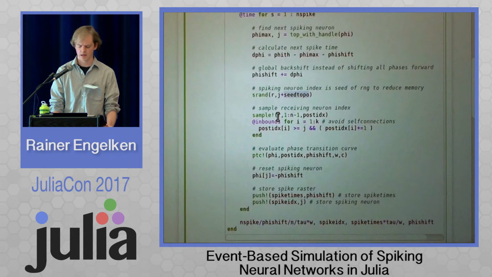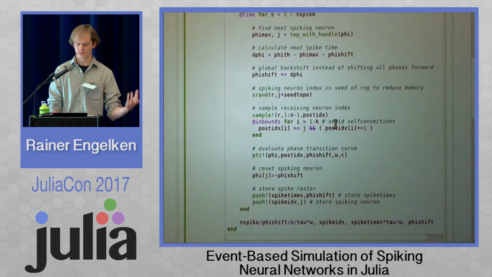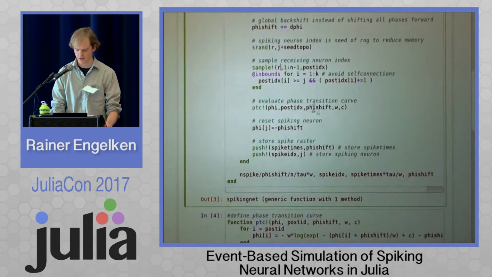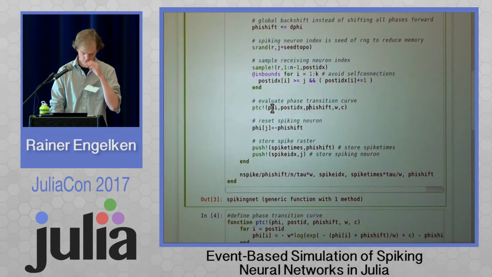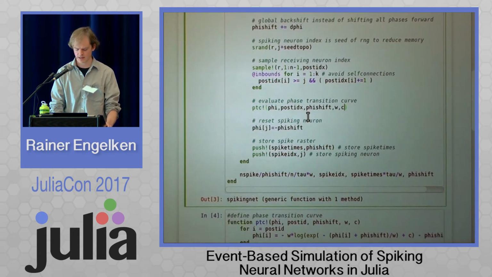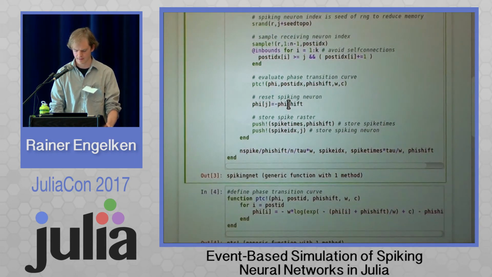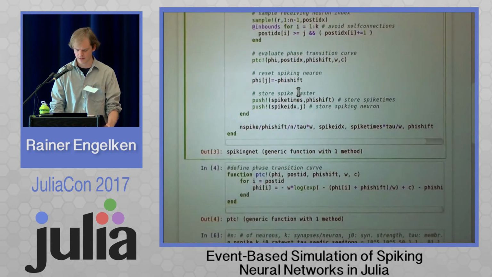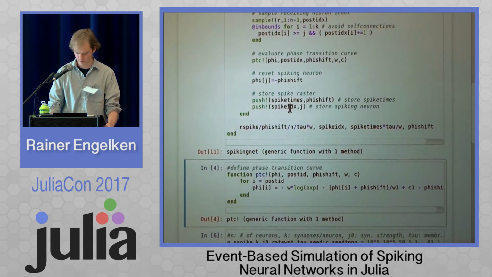Now we sample the receiving neurons, and for that we again use this fast random number generator. Here's just a small loop to avoid self-connections, so that the neurons don't spike to themselves. The only non-trivial part is the phase transition curve, which receives the state of the system, phi, the postsynaptic index, the global phase shift, phi shift, W, the phase velocity, and C, the coupling strength. I'll define in a second how this phase transition curve looks. Then we have to reset the spiking neuron and store the spike raster. So that's it. Let's hope it works.